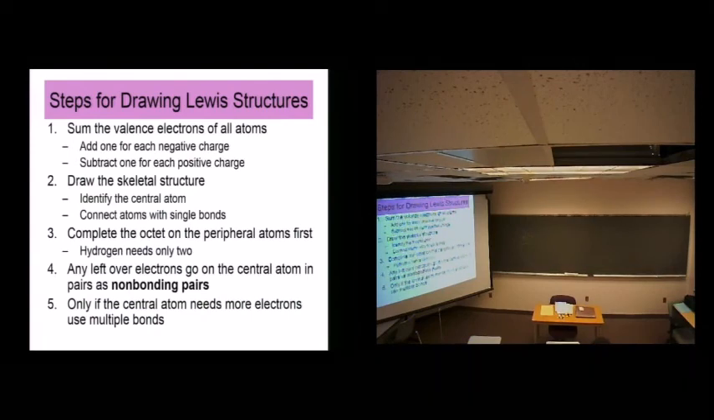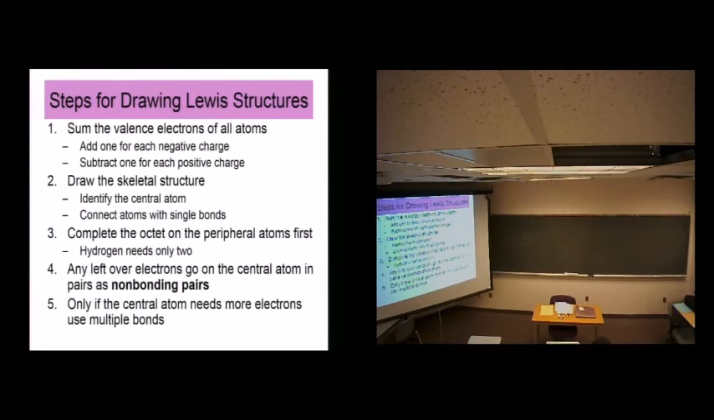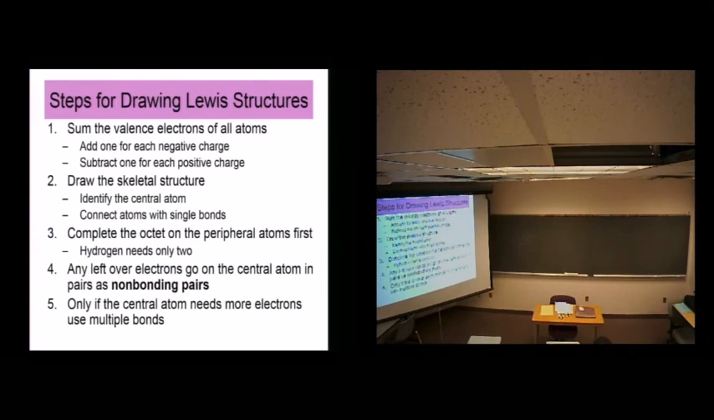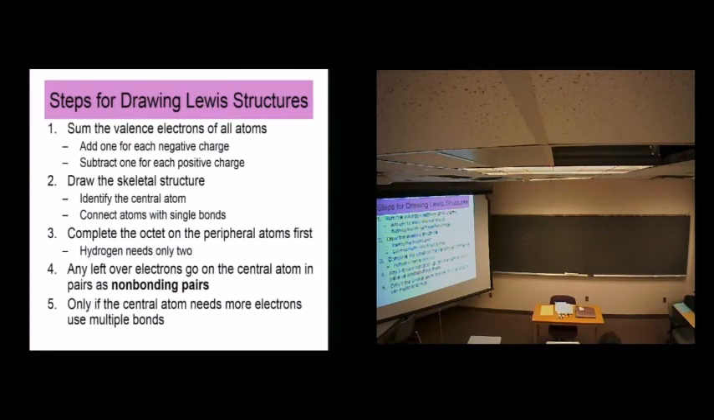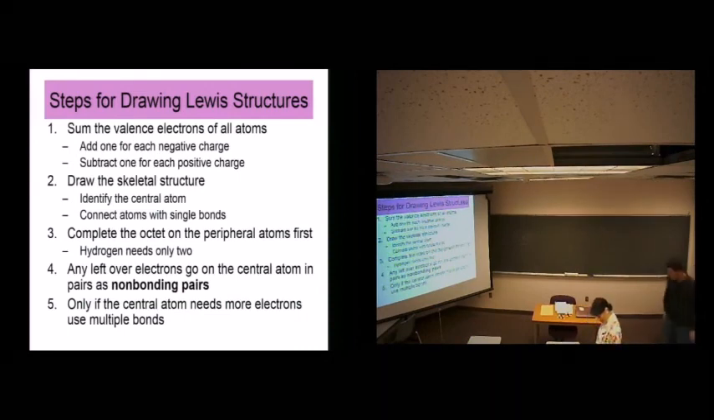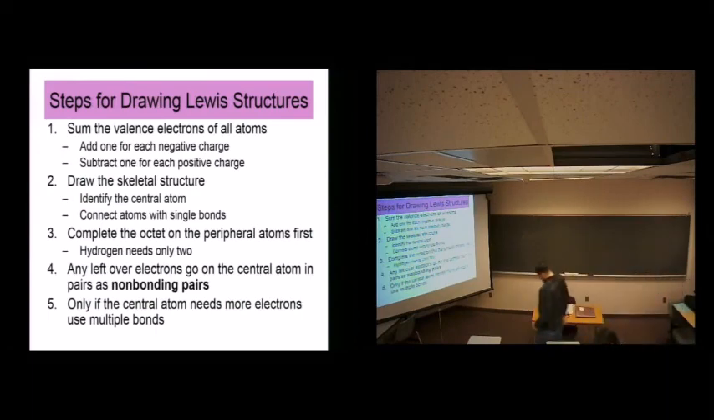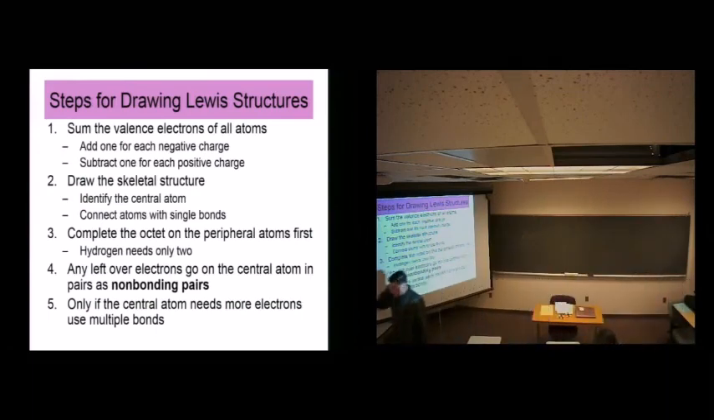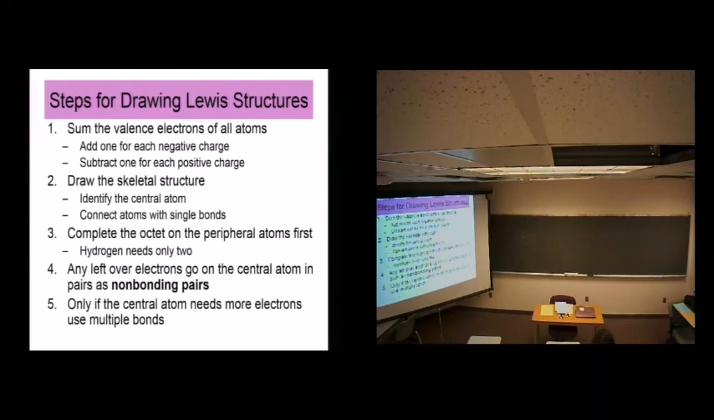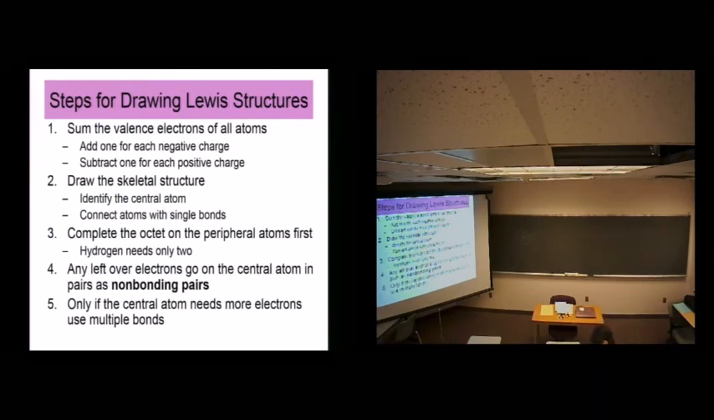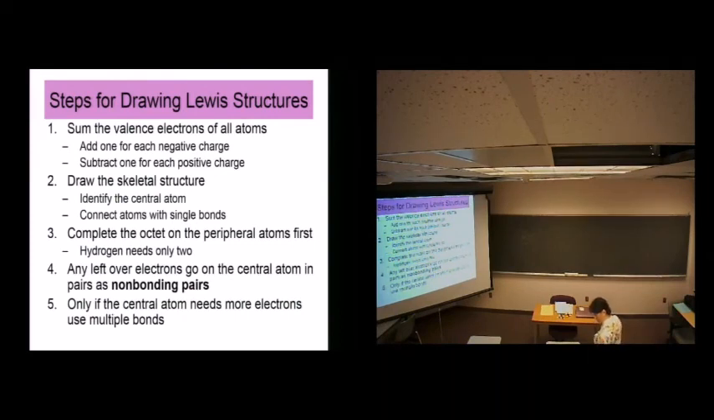Okay, how many dots did you just use up? Okay, minus 12. Whatever is left over goes on the central atom as pairs. No, as pairs. Pairs. That's only 2, you had 4, so you have to put 4 on there, right? 4 dots.